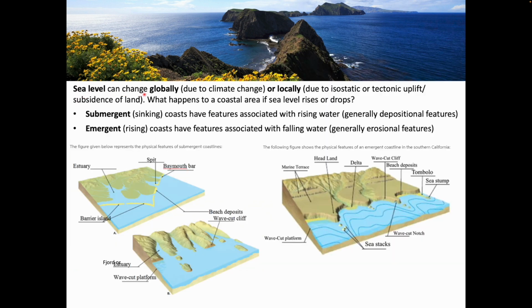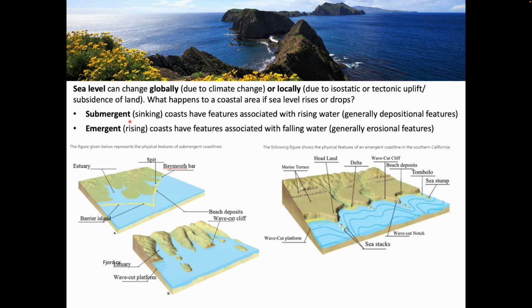Sea levels will change globally, either due to climate change, or locally due to isostatic or tectonic uplift, or subsidence of the land. That is the land surface rising or sinking. So what happens to the coastal area if sea levels rise or drop?